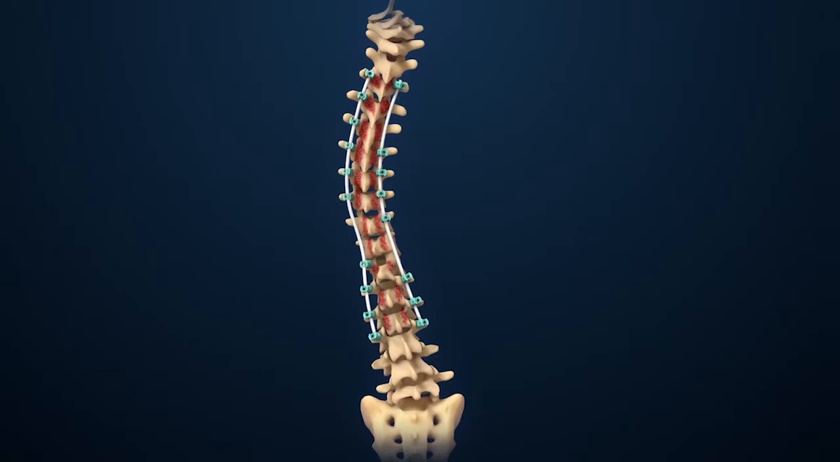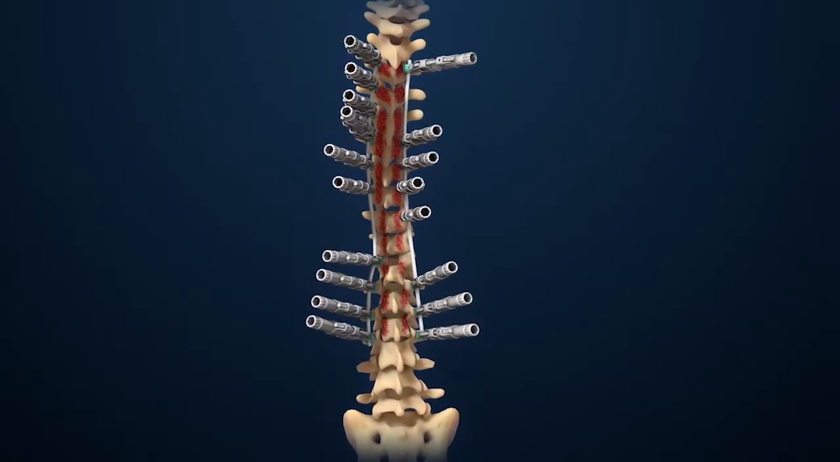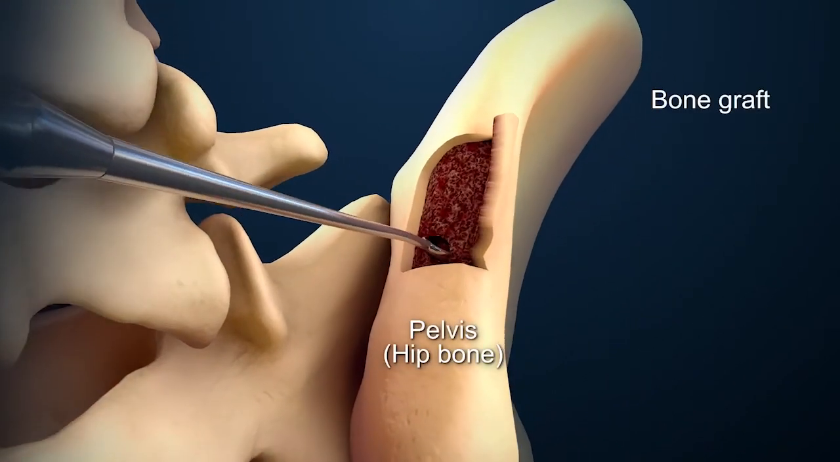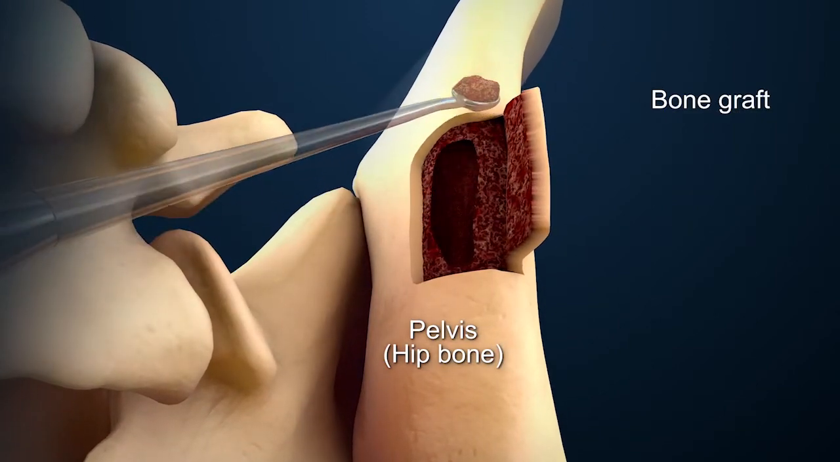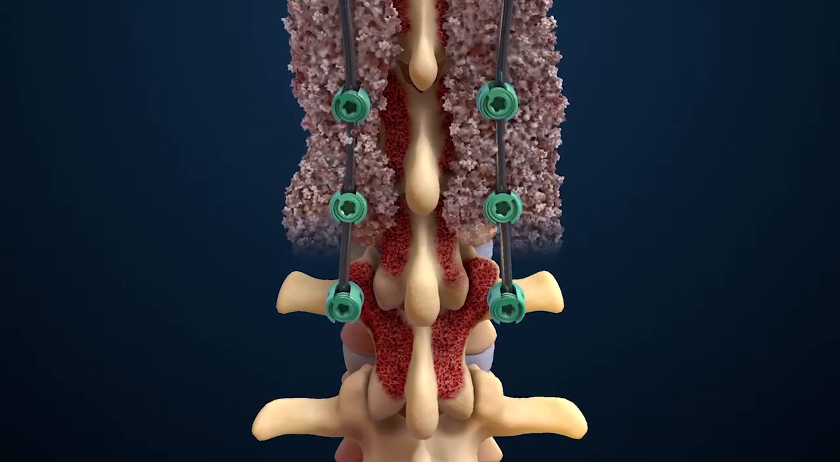Rods will be placed alongside the vertebra and attached to the screws, hooks, or wires in order to straighten the spine. The surgeon may remove small pieces of bone from the ribs or hip bone to use as bone grafts. Other times, the surgeon may choose to use donor bone from a bone bank for grafting.